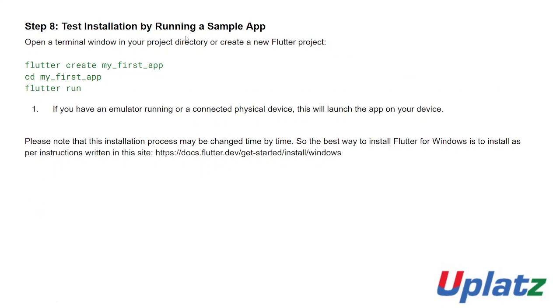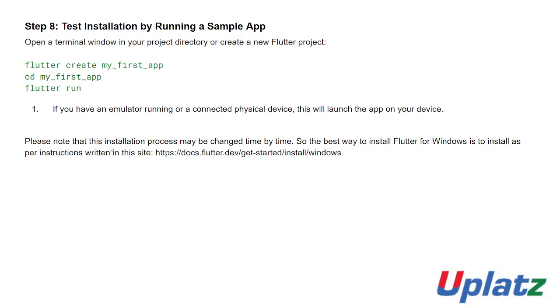Test installation by running a sample app. Open a terminal window in your project directory or create a new Flutter project. flutter create my_first_app. No hyphen, no space is used. cd my_first_app, flutter run. If you have an emulator running or a connected physical device, it will launch the app on your device.